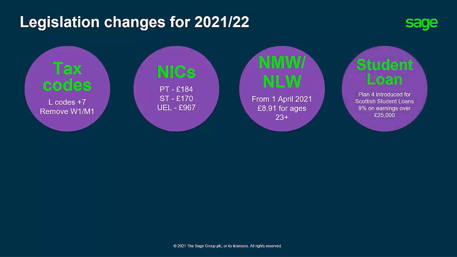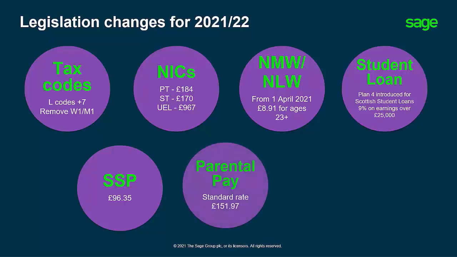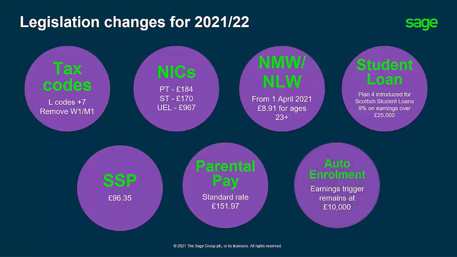For student loans, Plan 4 has been introduced for Scottish student loans, which will deduct at 9% on earnings over £25,000. The standard rate of statutory sick pay for the year is £96.35, and the standard rate of statutory parental pay is at £151.97, and the figure for auto enrolment triggers remains at £10,000.